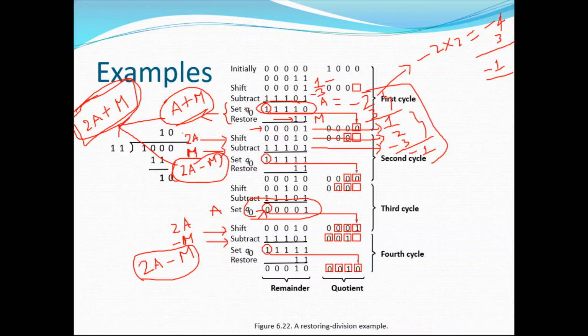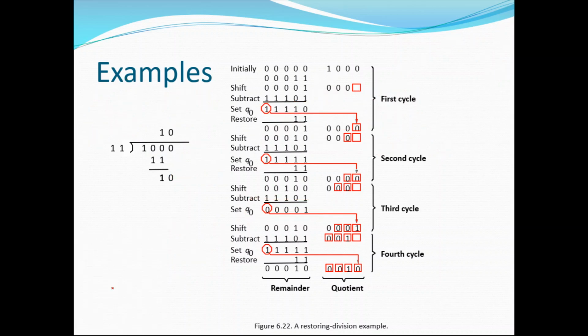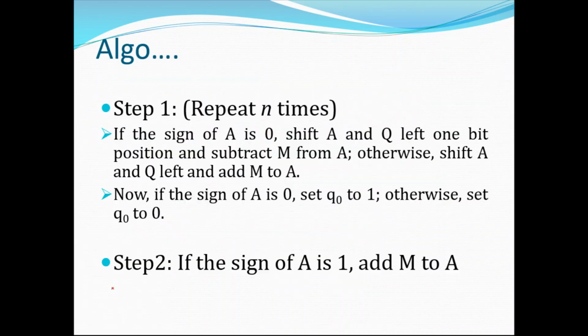If the sign bit of a is 0, as usual you perform 2a minus m, that's it. If the sign bit of a is 1, then you perform 2a plus m, that's all, okay? So this is the logic, this is the algorithm.